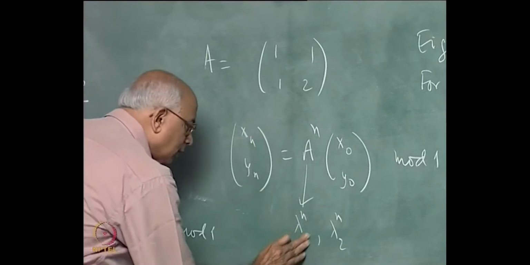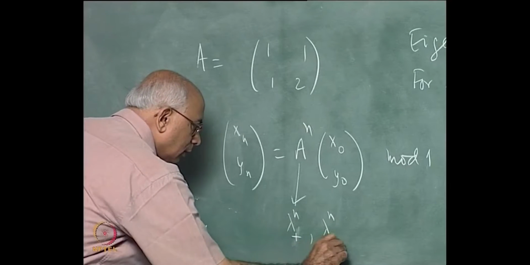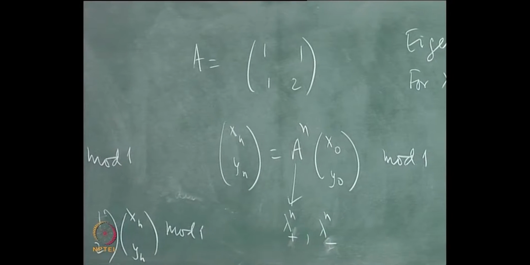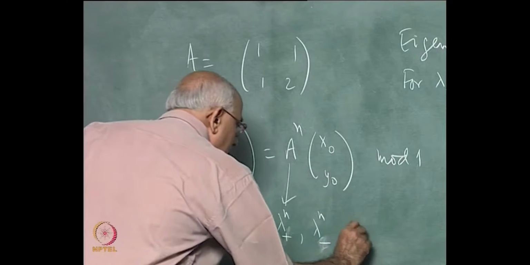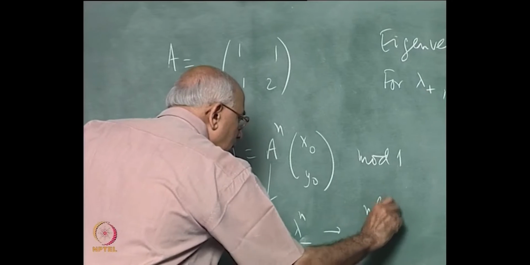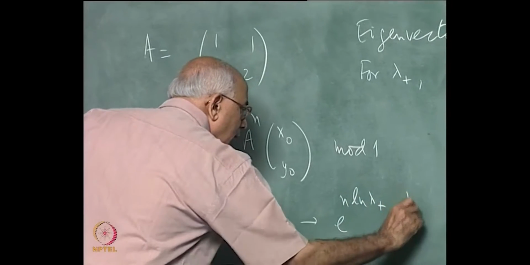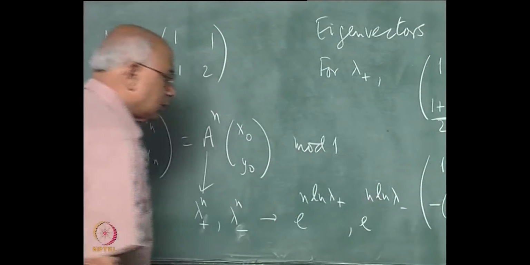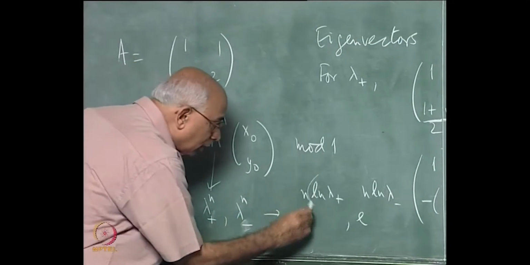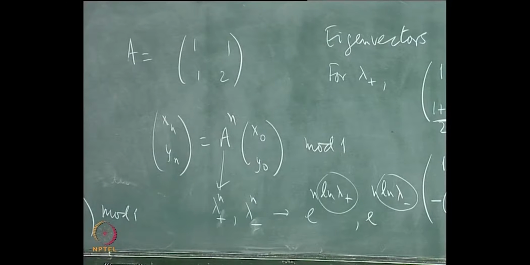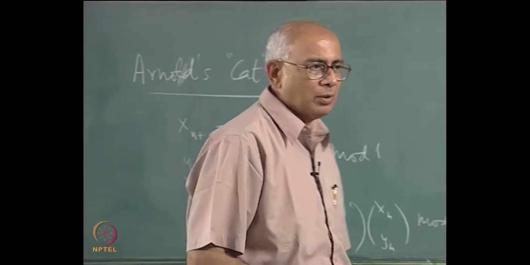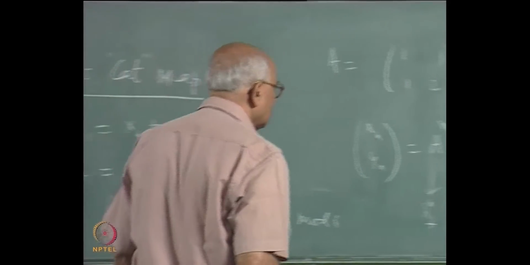I call them lambda plus and minus. So these things could be written as e to the n log lambda plus, e to the n log lambda minus, and then this number here is a Lyapunov exponent. I am sorry, I used the same symbol lambda for the eigenvalue. I should have probably used mu here and then lambda for the Lyapunov exponent. Okay, so that is the reason for the confusion.